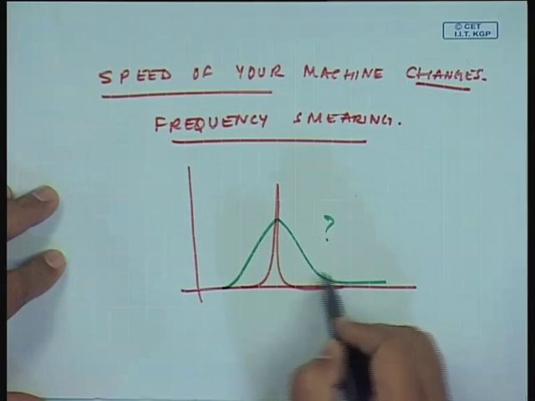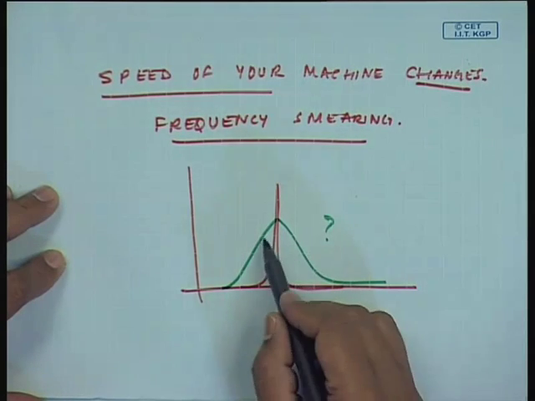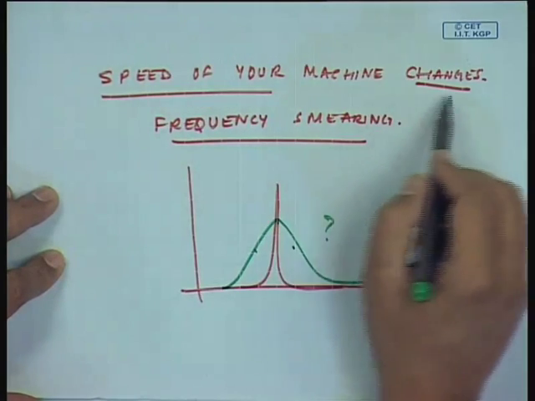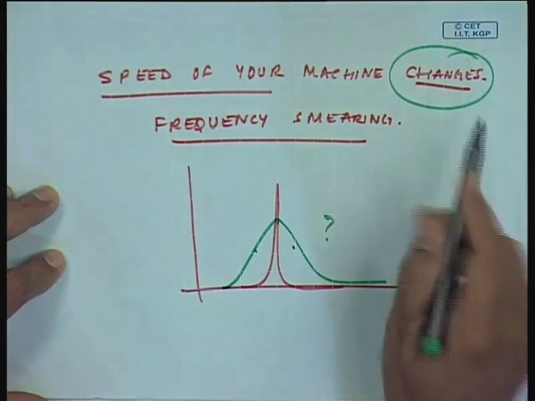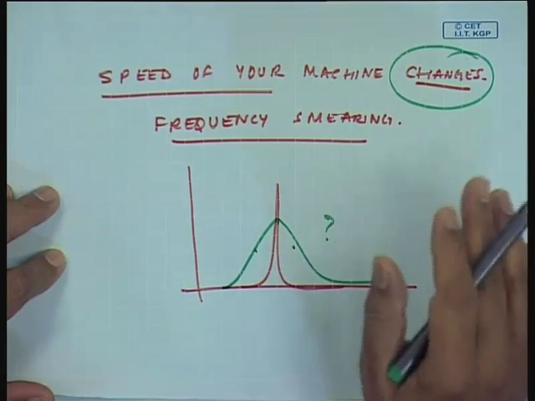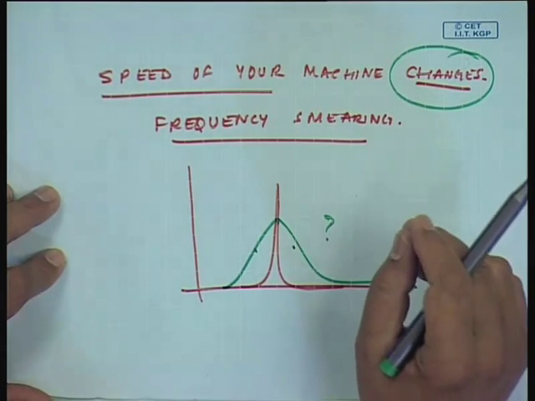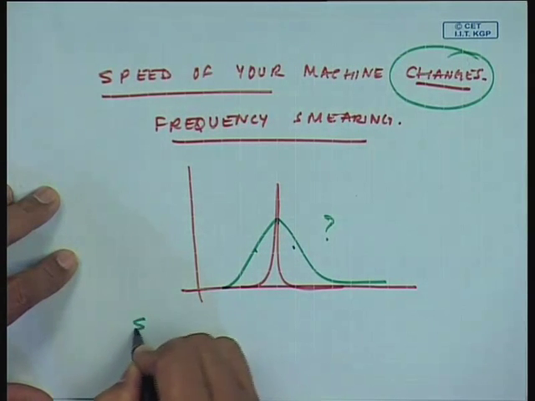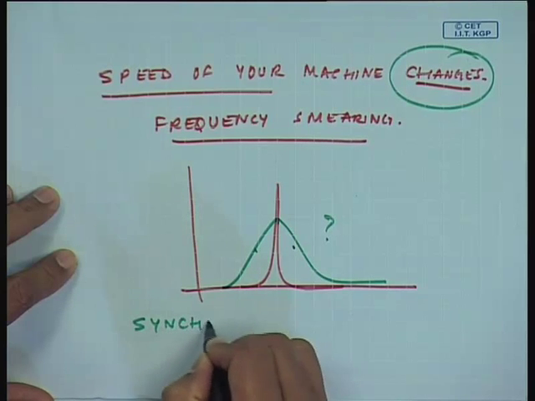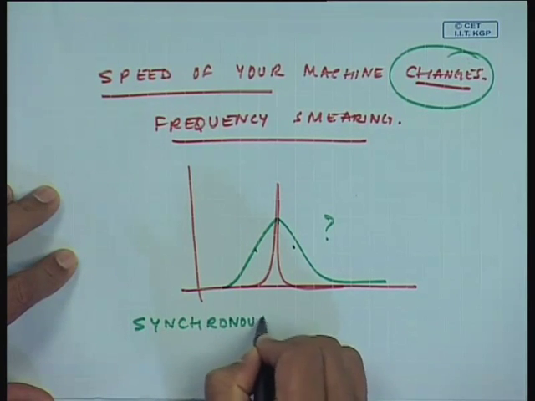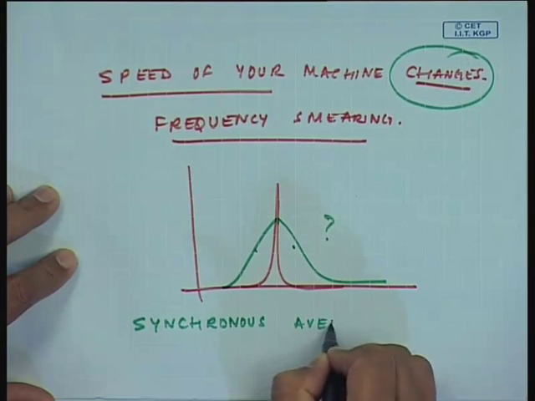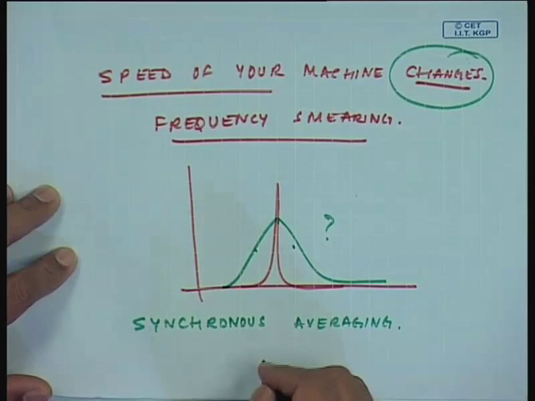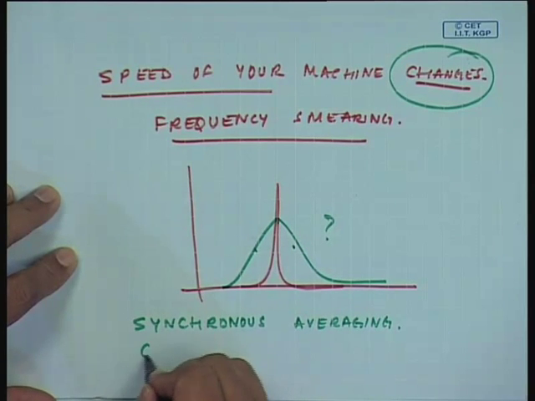So, now you will be confused, what has gone wrong with my machine? Is it this frequency, is it this frequency, is it this frequency? So, this is very important. While doing all this analysis, we have to ensure that the speed is not changing, or otherwise we do what is known as synchronous averaging, or we do what is known as the order analysis.